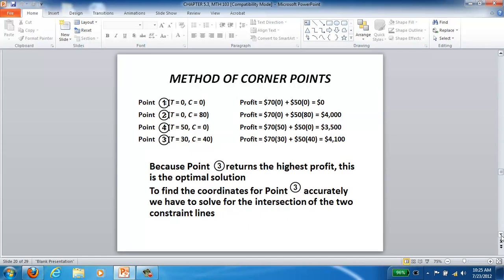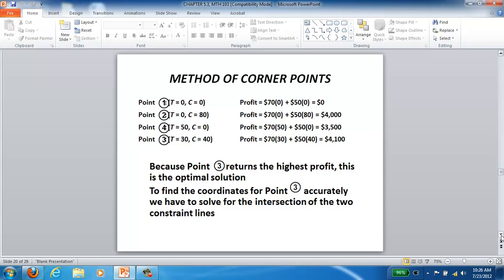Take a look at the four corners that we have found. The corner 0, 0, the corner 0, 80, the corner 50, 0, and the corner 30, 40. If we take each of those corners for T equals and C equals, and we substitute that into the objective equation, we get the following results: $0, $4,000, $3,500, and $4,100.